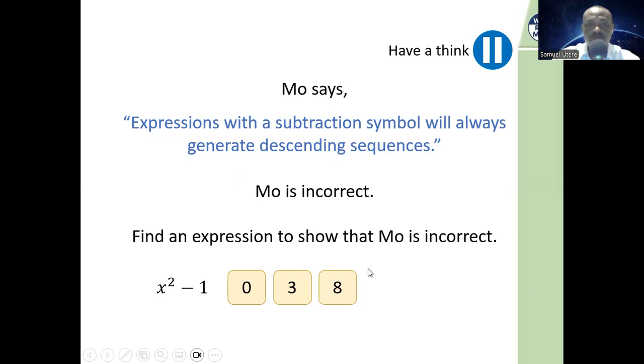And then when we do 3, it will be 3 squared minus 1, which is 9 minus 1. 4 squared, which is 16 minus 1. You can see we're creating an ascending sequence, even though we have a subtraction symbol in the expression.